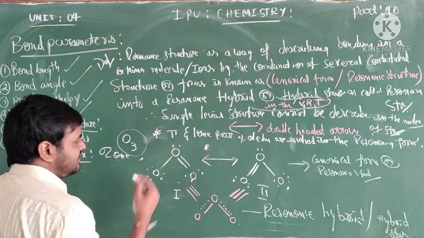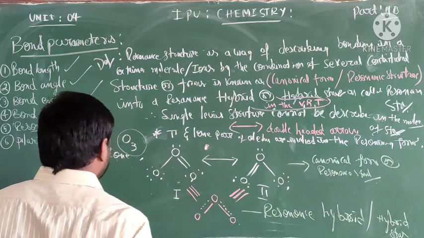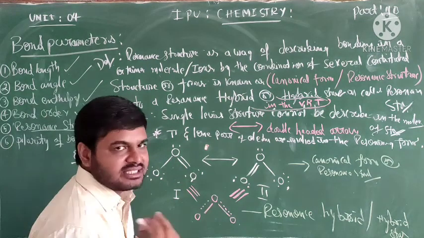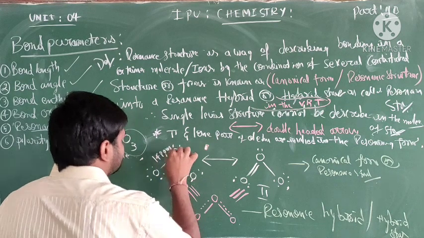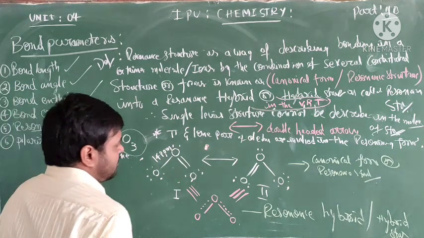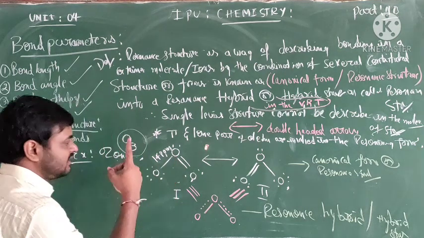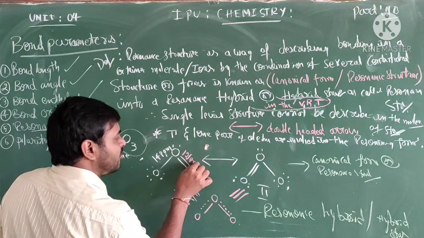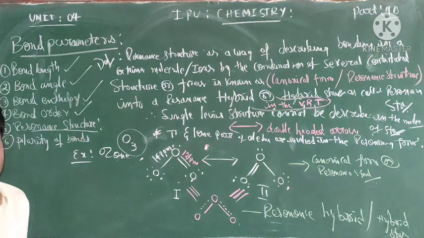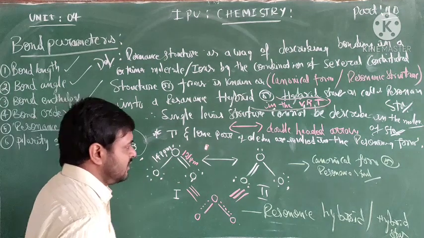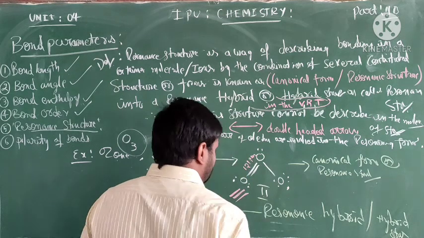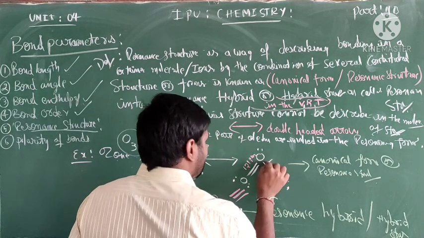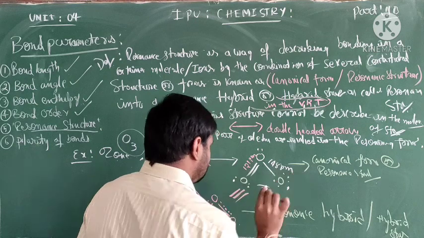Just look at this one. See, the oxygen single bond. The bond length, as we discussed in the previous class, is 148 picometer, right? And what about oxygen double bond? 121 picometer. Bond length is represented in the picometer unit. So here it is 121 picometer and this is 148 picometer. Clear?